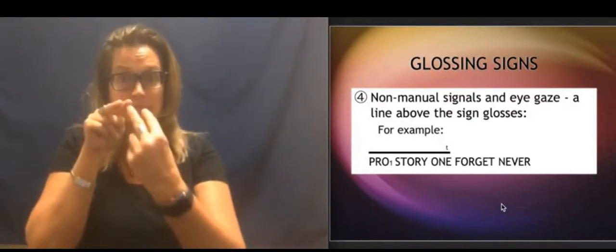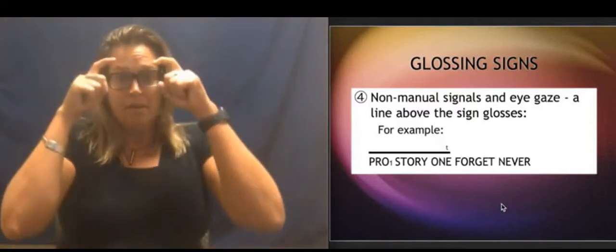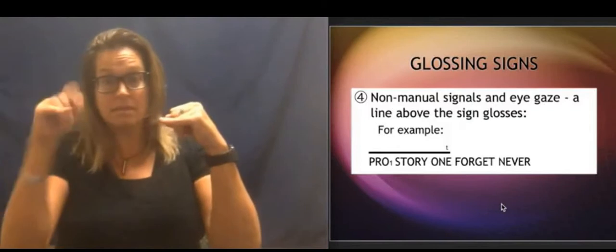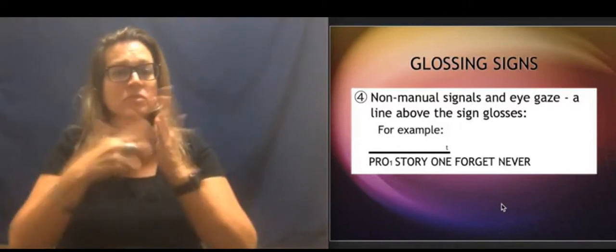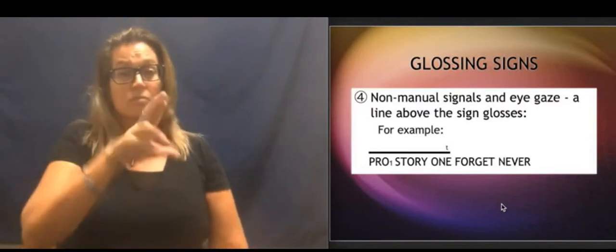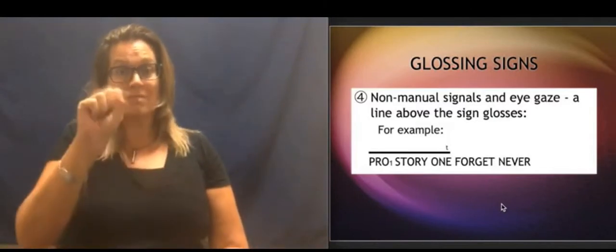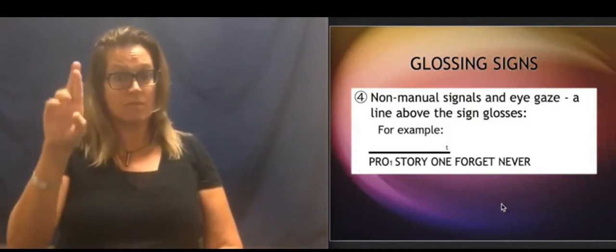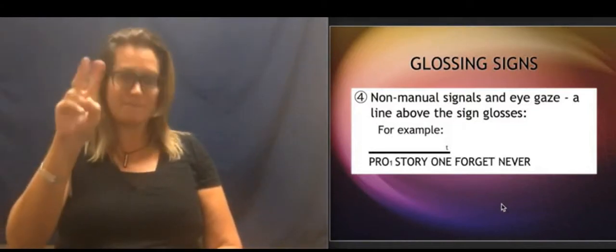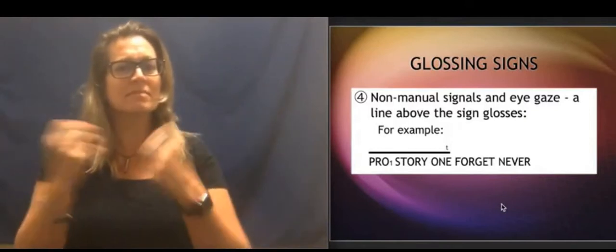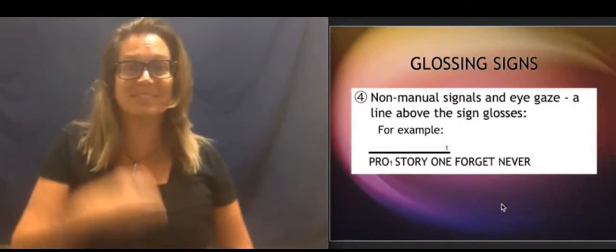So now for non-manual signals and eye gaze. In this example I have here in the PowerPoint, you see the line with a T above it. That means topic. And you'd raise your eyebrows for that. And the sentence is Pro 1, story 1, forget, never. And it's all in capitals. I wonder how you guys would sign it.